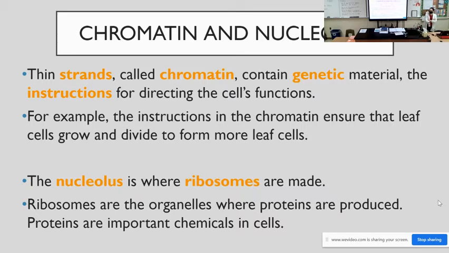Okay, and then within the nucleus is another dense little area called the nucleolus. And this is where ribosomes are produced or made. So ribosomes are another organelle that we will talk about in a little bit. But they produce proteins, which the cell then uses to carry out functions as well. And then they get sent throughout the cell.